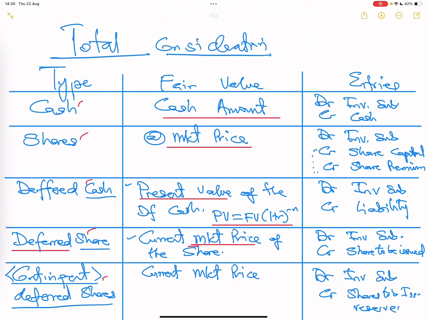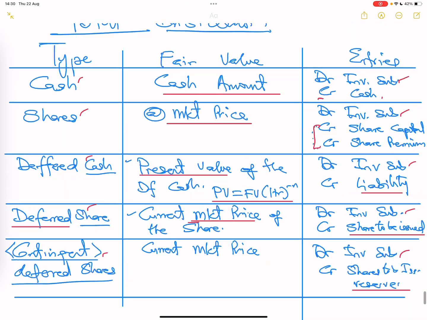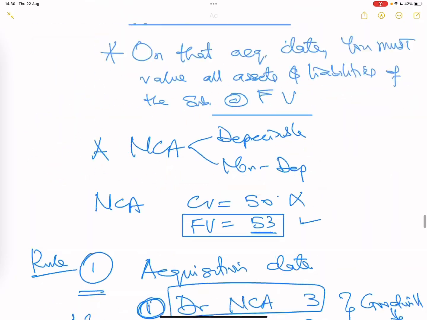And the entries also vary according to the form of payment. One thing that is constant to all of them is you always debit investment in subsidiary. You can see it's the credit that makes the difference. For cash, it goes to cash. For shares, it goes to share capital and share premium, depending on the price you're issuing the shares for. For deferred cash, because you are not paying now, it goes into liability because you're going to pay in the future. For deferred shares, it goes to a shares to be issued reserve account, and likewise for contingent deferred shares. So those are the adjustments that we have to make.